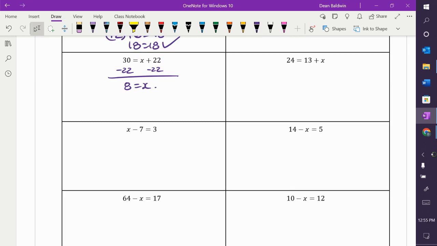And then let's skip to this one here. Okay. 14 minus x is equal to 5. What's the difference between this and all the other ones?